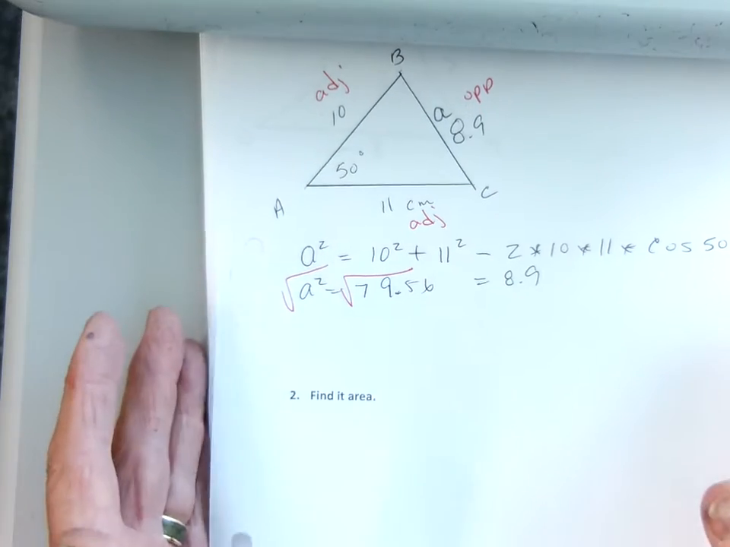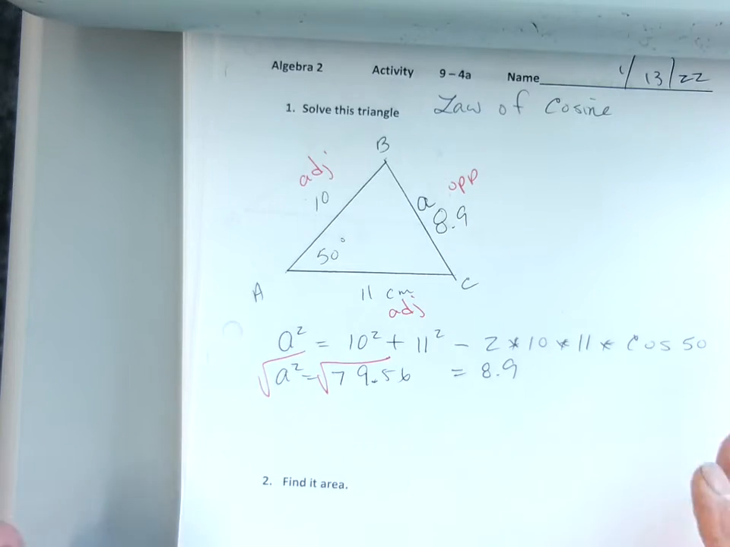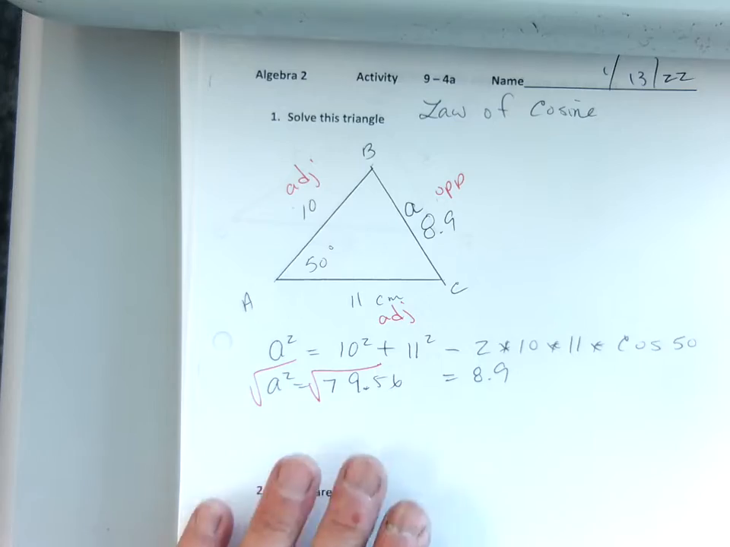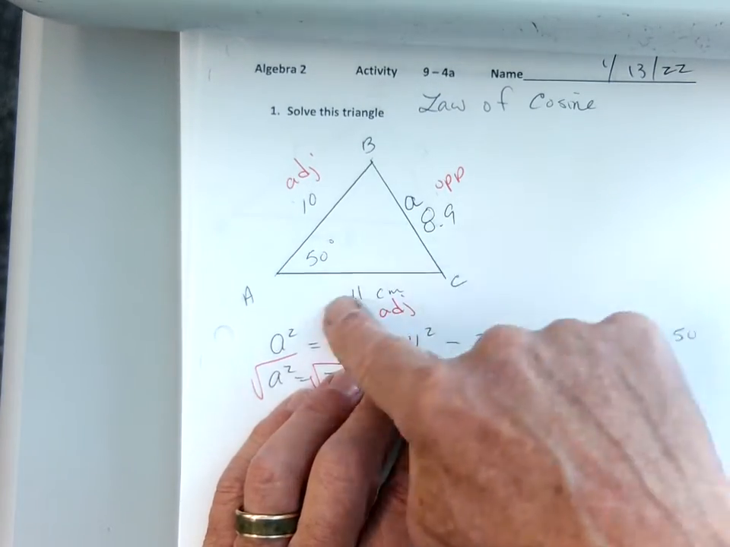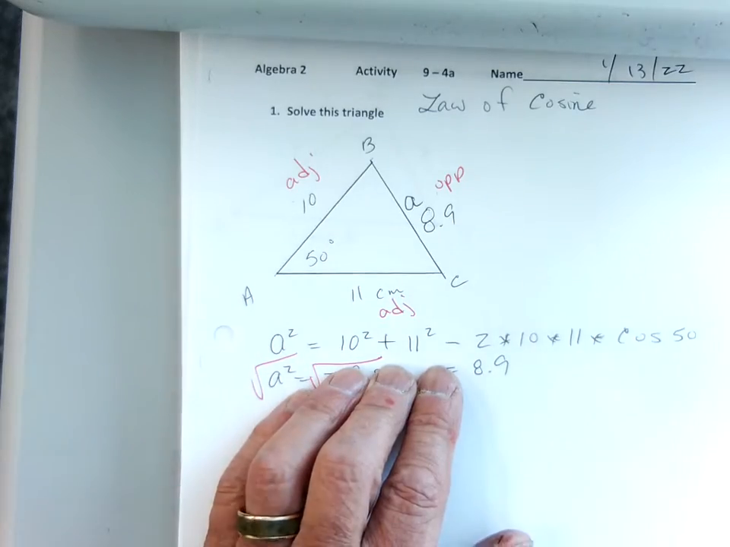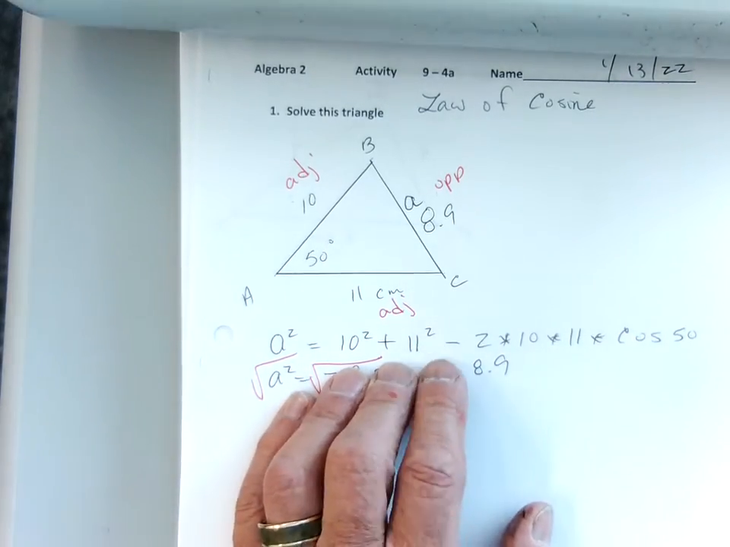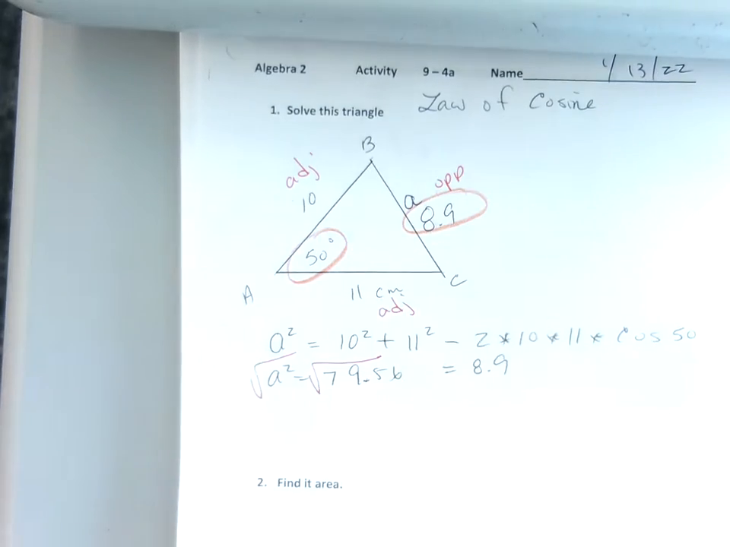All right, now we have a pair of opposites. So this is a long formula. You guys agree? It works. But if I have a pair of opposites, let's go back to the law of sines because it's easier. Once I have a pair of opposites, then the law of sines is easier.